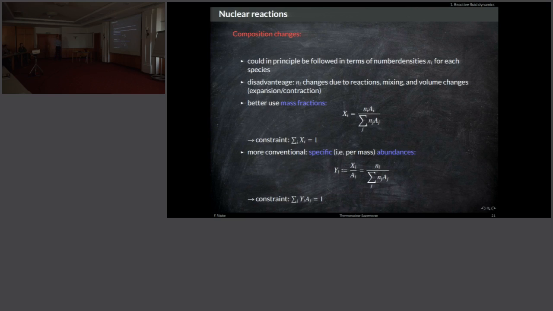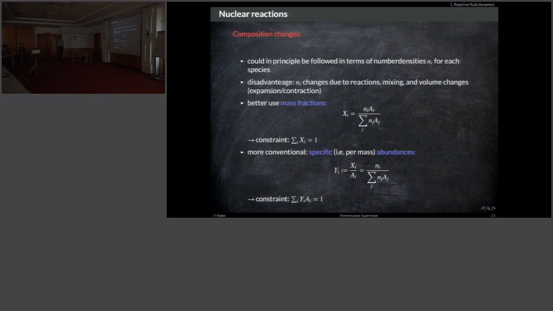these composition changes of the material is something that we want to account for, and this in principle could be followed in terms of number densities for each of the species. So Ni is then the number density of the nuclear species i. The disadvantage of following these reactions and the composition changes in terms of the number densities is that we have Ni changing due to reactions and mixing, but also due to volume changes. That is a quantity, of course, that depends on volume because it's a density, and therefore it is also sensitive to expansion and contraction.